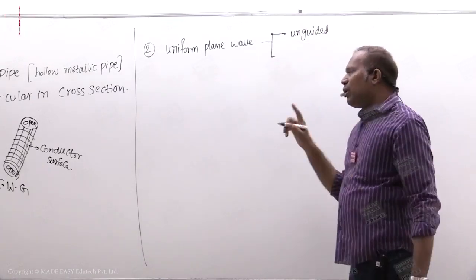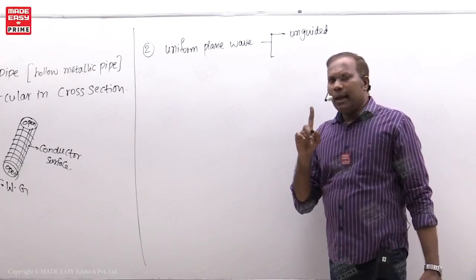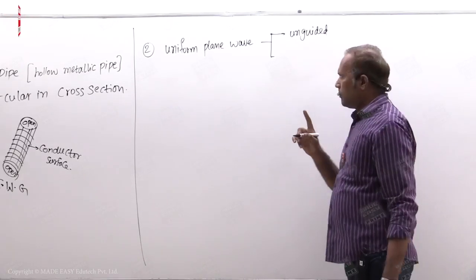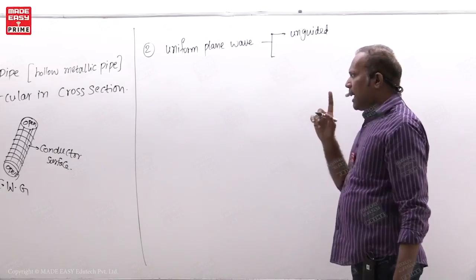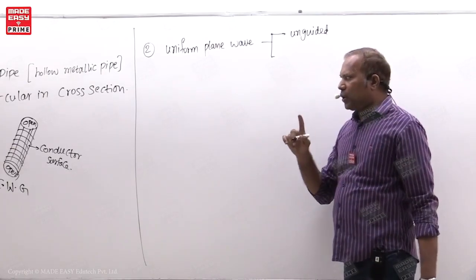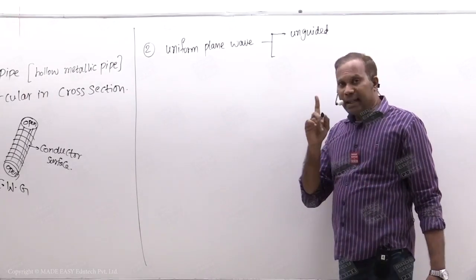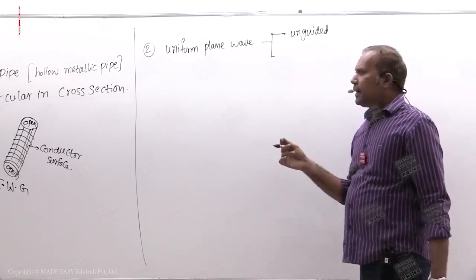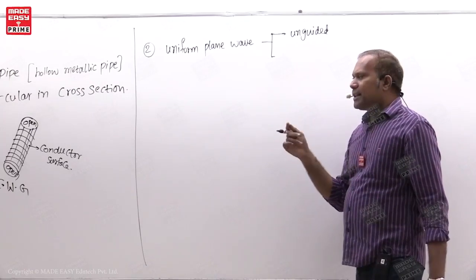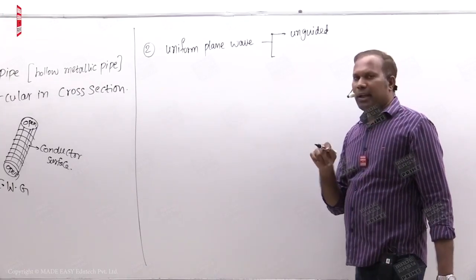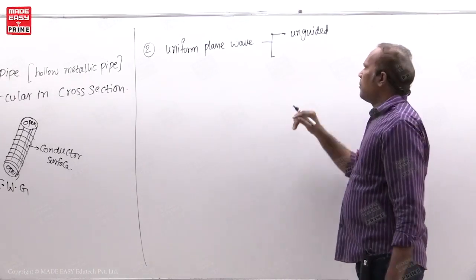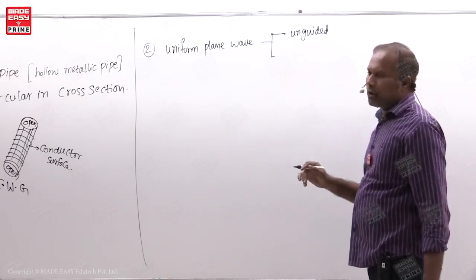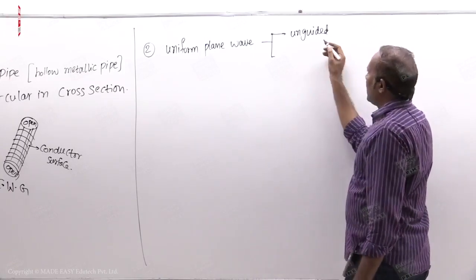Unguided means in a waveguide, signal has to be transferred from one end to other end along the axis of the waveguide. But here that is guided. I will write that also. So waveguide is guided. It guides the wave in the direction of wave axis. But here it is unguided. So EM wave can go unguided.